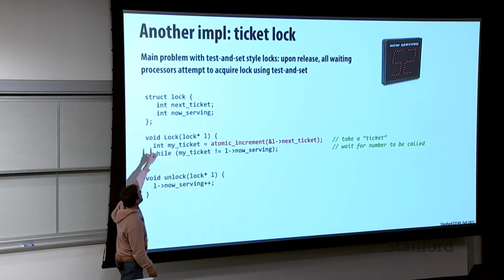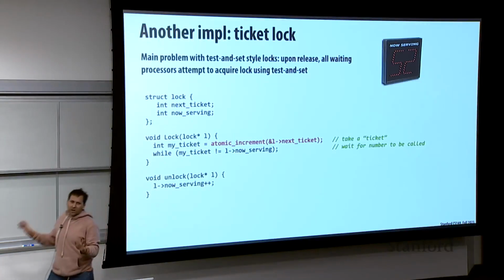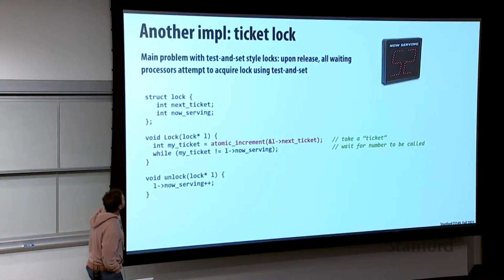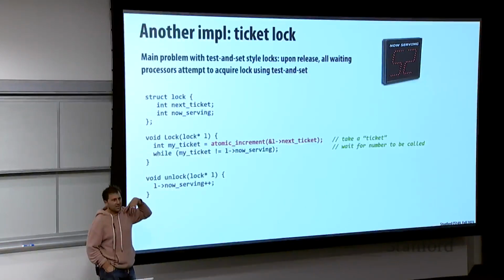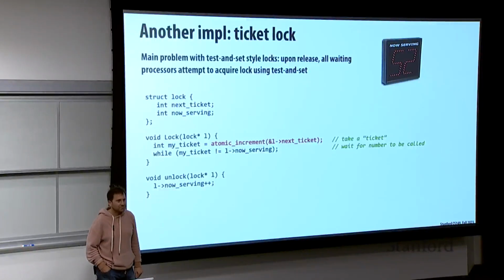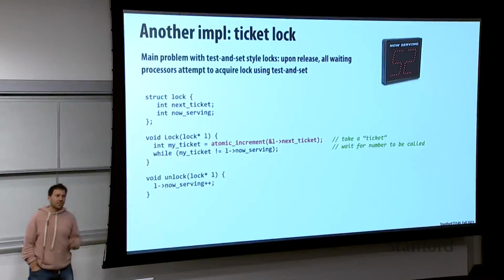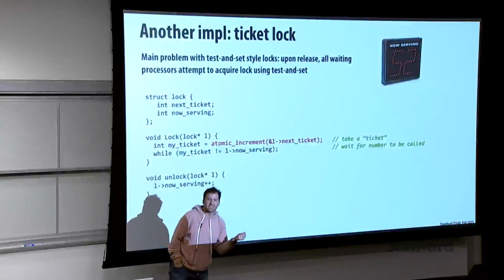So now I have a lock that's not a single variable, but actually two integers. Let's ignore wraparound for now, just to keep it simple. I have an integer for now serving, where the thread that has the lock is the thread that has the ticket matching now serving. And then we have next ticket: when a thread wants the lock, it walks up to the counter and says, can you give me a ticket, a unique ticket ID?